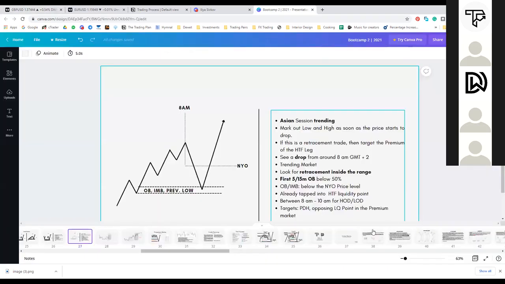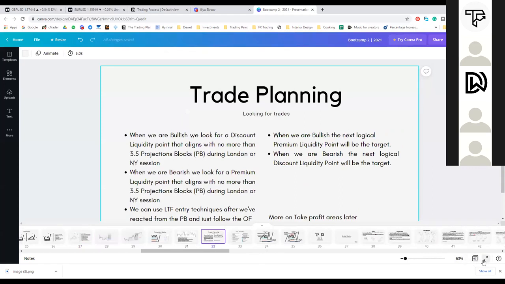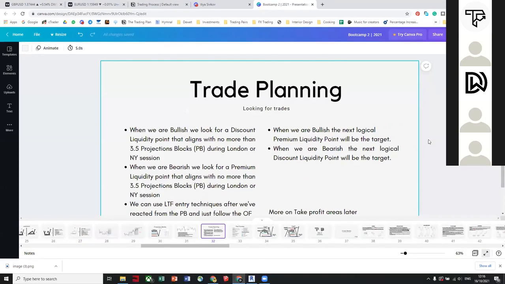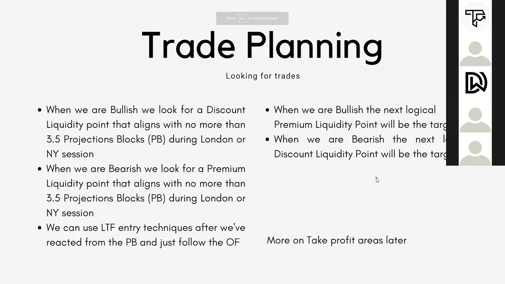Okay. If there are no questions, we'll be almost wrapping it up. So, trade planning, looking for trades. When we are bullish, we look for a discount liquidity point that aligns with no more than 3.5 projection blocks during London or New York session.